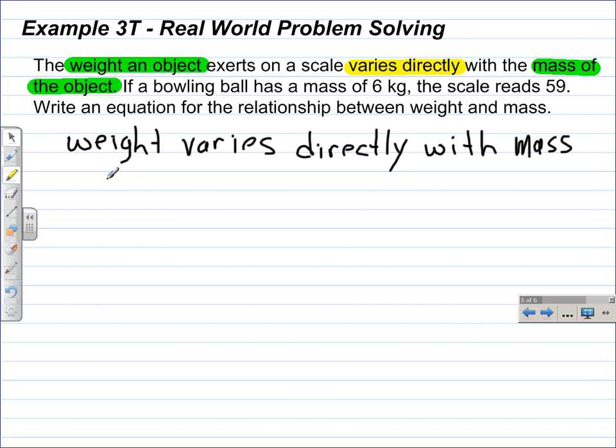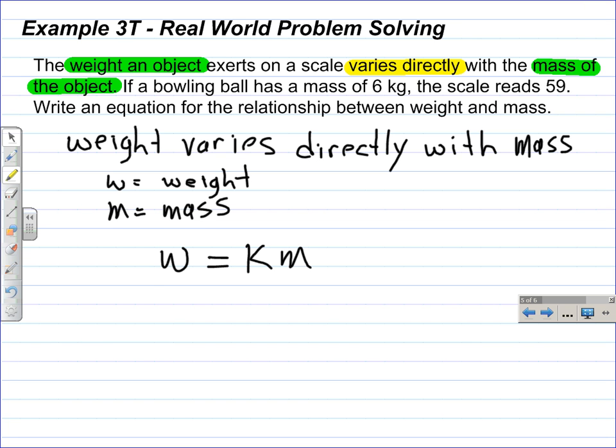So let's define some variables now. We'll say W is equal to the weight, and we'll say M is equal to the mass. We're going to write our direct variation equation. Weight varies directly with mass. So weight varies directly with mass. Here's our constant of variation times M.